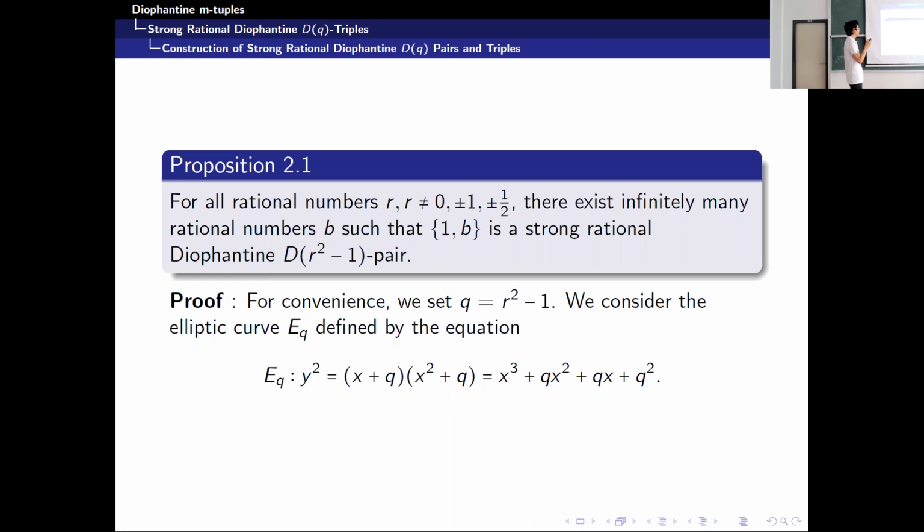And I have to find the B. If I replace B with X, my equations are X squared plus Q and X plus Q. And if I multiply these two equations, I will get an elliptic curve equation.